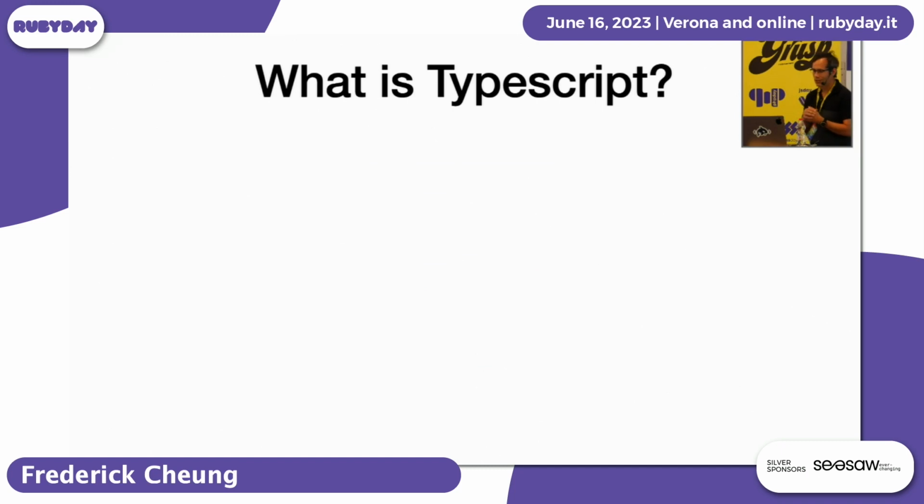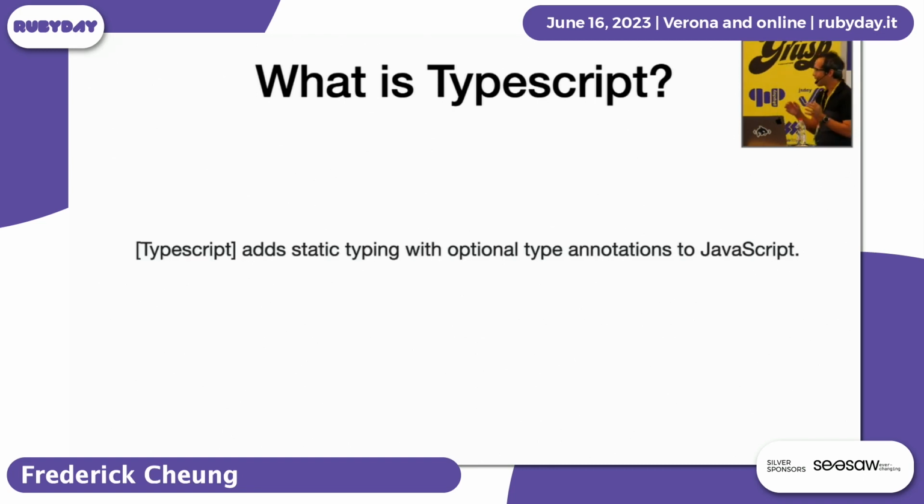So what is TypeScript? I mean, other than an open source project out of Microsoft. The Wikipedia page, paraphrasing, says TypeScript adds static typing with optional type annotations to JavaScript. So a bit of a mouthful. Also worthy of note is that unlike sorbet and RBS and so on in the Ruby world, TypeScript is something that has been very widely embraced in the JavaScript world.